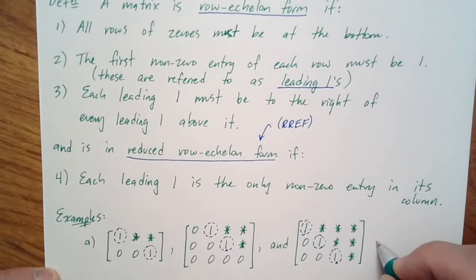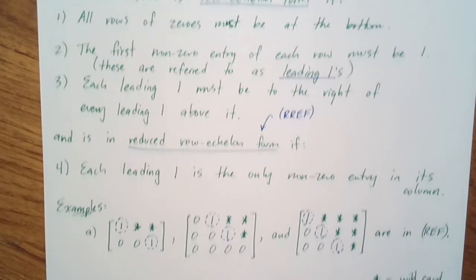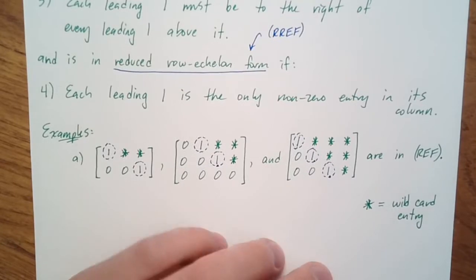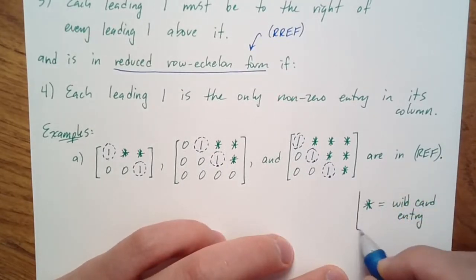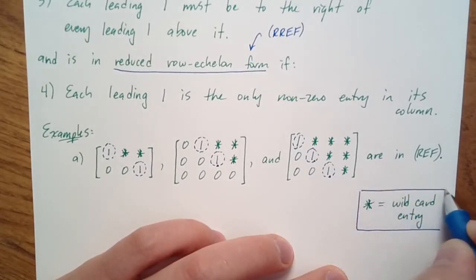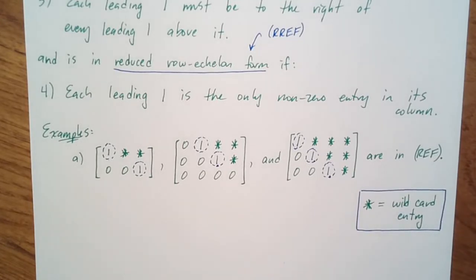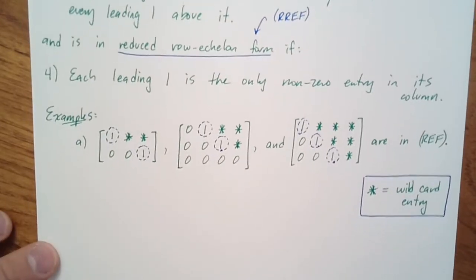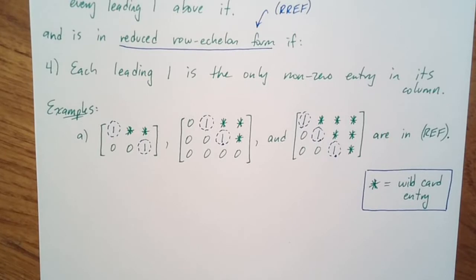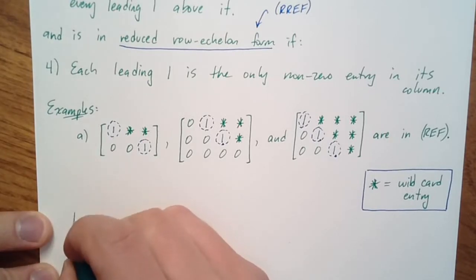So I'm going to take advantage of the abbreviation and say these are in row echelon form. And just a reminder, this asterisk is a wildcard entry. It could be absolutely anything. I want to separate this from the next list of examples because now we're going to look at some examples of matrices that are in reduced row echelon form.